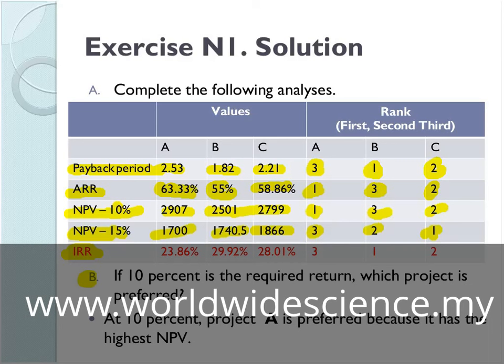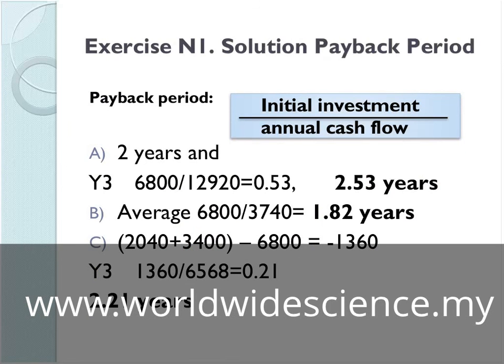Okay, let's see first the calculations of these measures, and then we can get the answer which project is best for you, or for me, or for the company itself. Let's see. When we do the calculation for the payback period, you remember the formula? You should take the initial investment, the capital investment, and divide it by the annual cash flow.